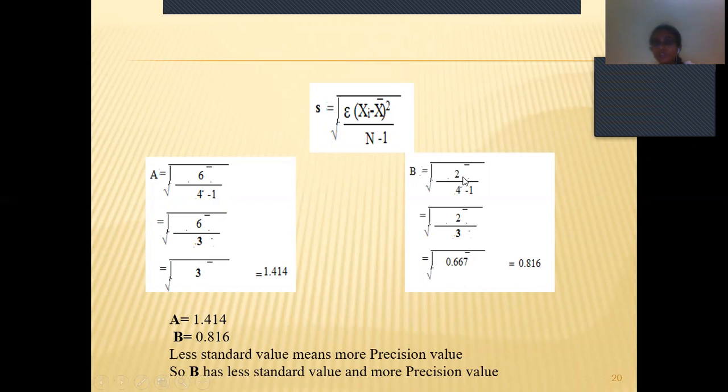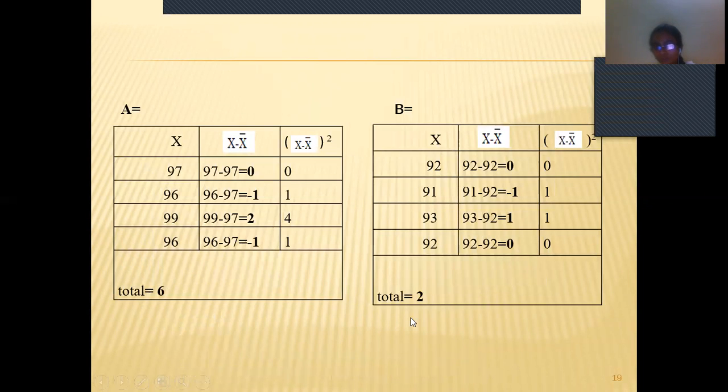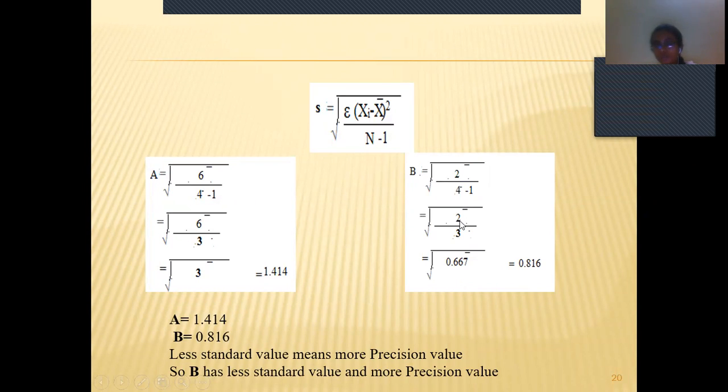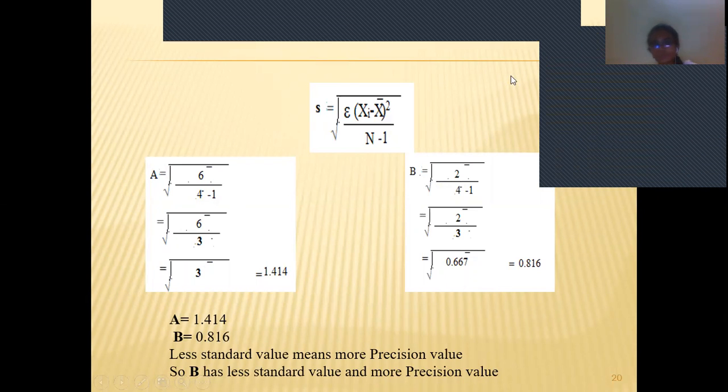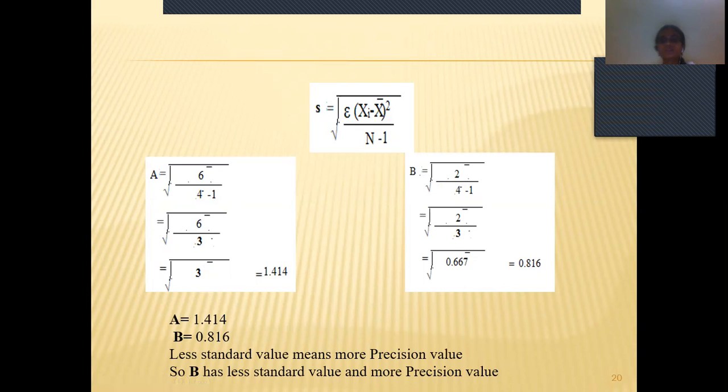For person B, what is the value he got? 2. So 2 by 4 minus 1, so 2 by 3, that is 0.667, and the square root value is 0.816. So person A got 1.414 and person B got 0.816. Which person has the lesser value, A or B? B. So B has 0.816, which is less than person A's value of 1.414. So he has the more precise value when we compare with person A.